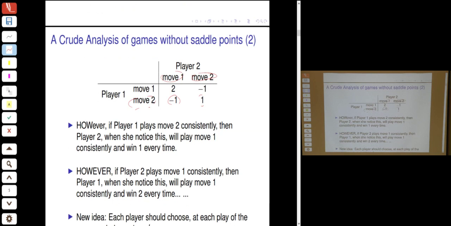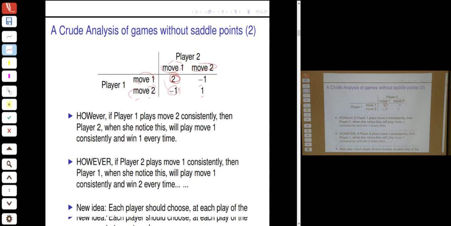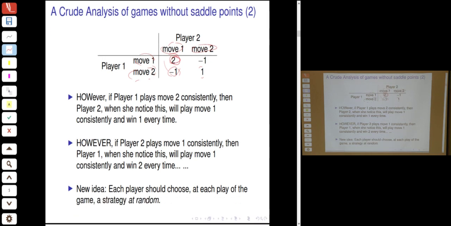But then if player 2 keeps on playing move 1, then player 1 will notice it and switch himself to move 2 when he will start winning $2 in every round. So this will keep on continuing. We have probably covered almost all the possible combinations, and we just saw that for any combination of strategies, if one player continues to play that strategy, then the other player can always notice that and switch the strategy and improve his prospects. Okay.